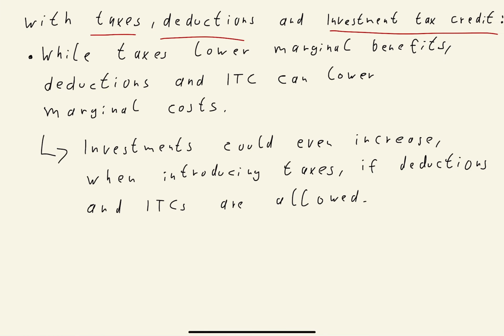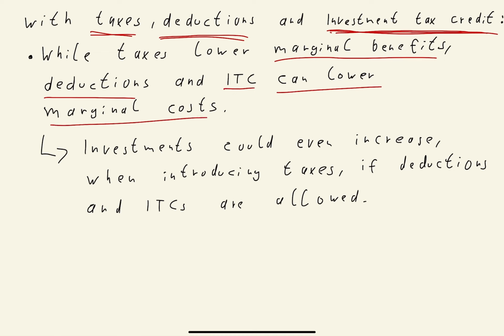Now we come to a situation where we have taxes, but we also allow for deductions, for instance deductions of depreciation, and investment, so the possibility to receive an investment tax credit. As I told you before, the tax is lowering the marginal benefit, but on the other hand, deductions and the possibility to receive an ITC, which is my shortcut for the investment tax credit, can lower the marginal costs.